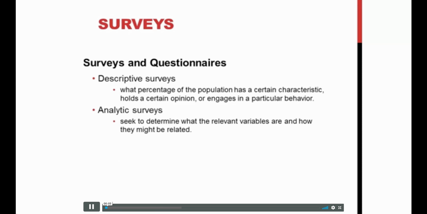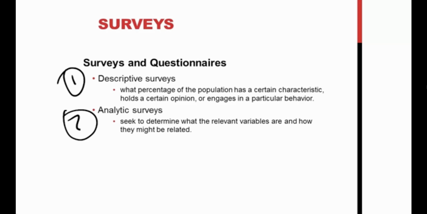When we look at surveys, there's really two main types of surveys. There are descriptive surveys, which are surveys that set out to describe the characteristics of some sort of population. And then there are analytic surveys, those that try to determine what sort of variables are playing a role in people's behaviors and how they may be related. I think when most people think of surveys, what they think of is this descriptive survey here.